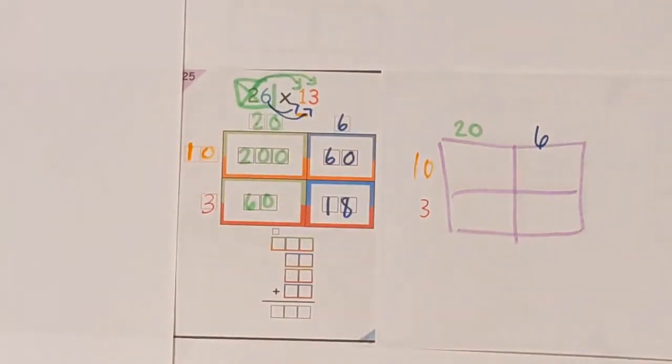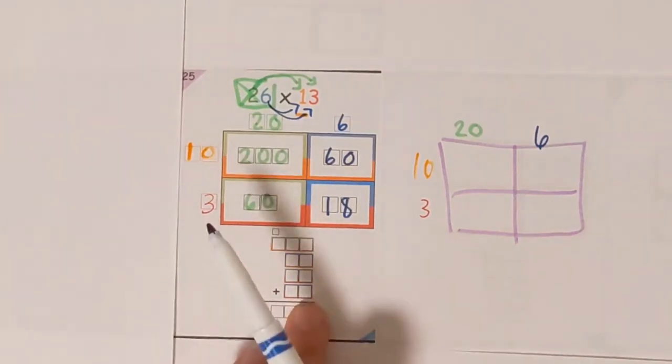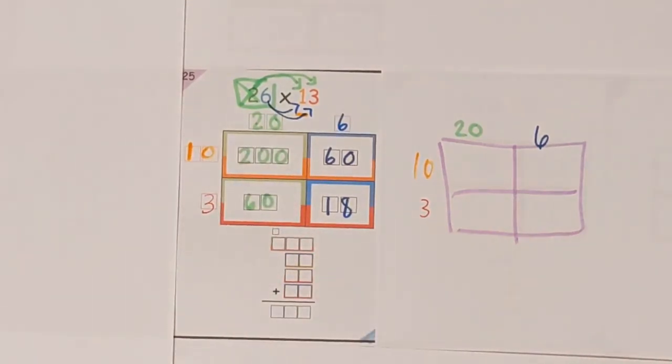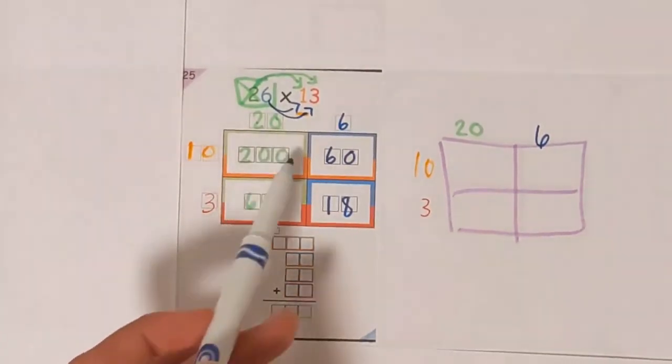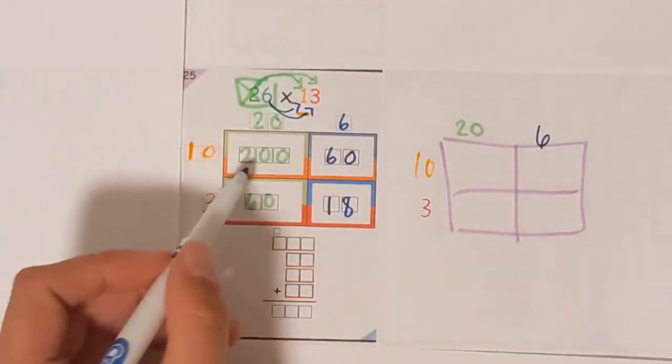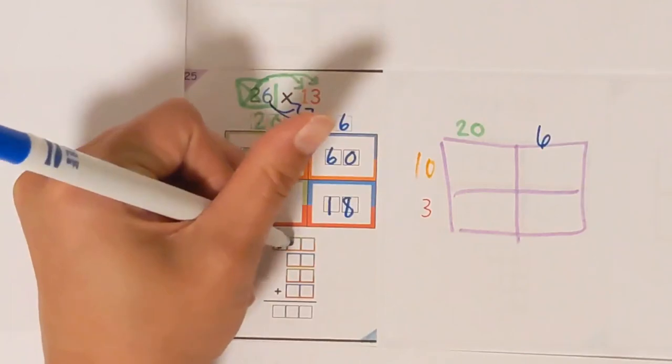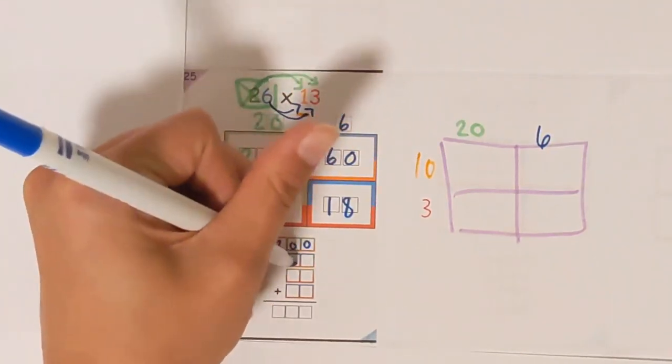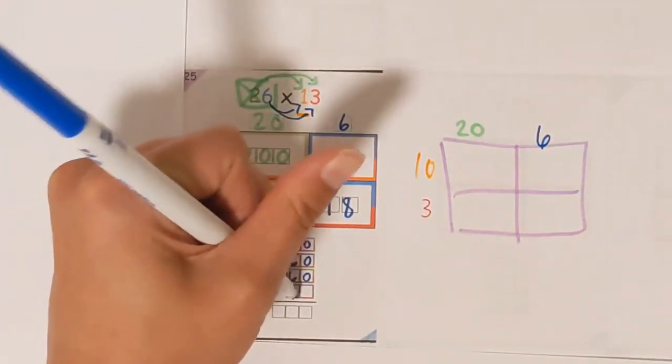And now all we have to do is add them together. If you have these boxes, they're really helpful because it can just help you keep track of how many digits everything can be. So it's a good way just to spot mistakes. But if you don't, then you can just add these up. Doesn't matter in what order, just add these four numbers up, okay? But I'm gonna go ahead and add them here in these boxes. So we have 200 plus 60 plus 60 plus 18.